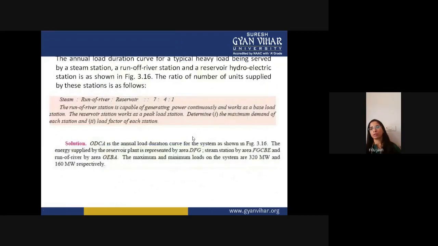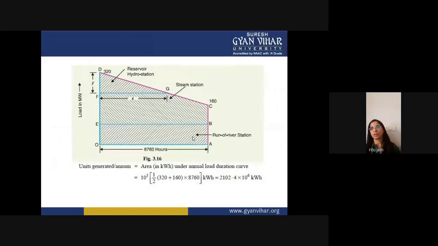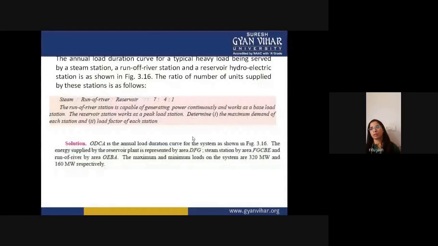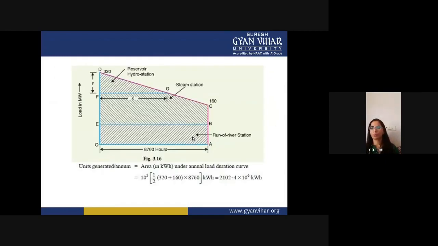So the energy supplied by the reservoir plant is represented by the area DFG, and the steam station by the area FGCBE, and the runoff river by the area OEBA. And the maximum and minimum loads are 320 megawatt and 160 megawatt respectively. So 320 megawatt is the maximum and 160 is your minimum load.